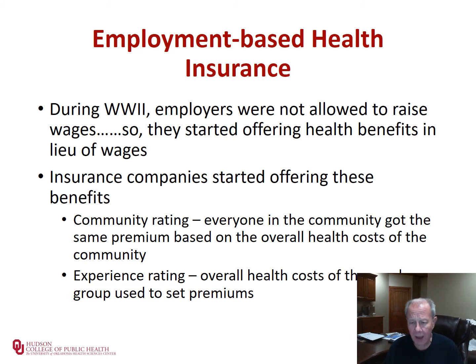In other words, everybody in the community got the same premium based on the overall healthcare cost of the entire community. However, over time, some employers realized that their population of employees were much healthier than other people in the community, and so most health insurance plans moved to a program of experience rating, where they look at the overall healthcare cost of the employees in that group, and they use those to set the premiums. So in other words, if you're a company that has a very healthy workforce and you have lower overall healthcare cost historically experienced in your population of employees, then you'll see lower premiums than some other company that may have a population of older patients, or patients that have higher costs for health care.